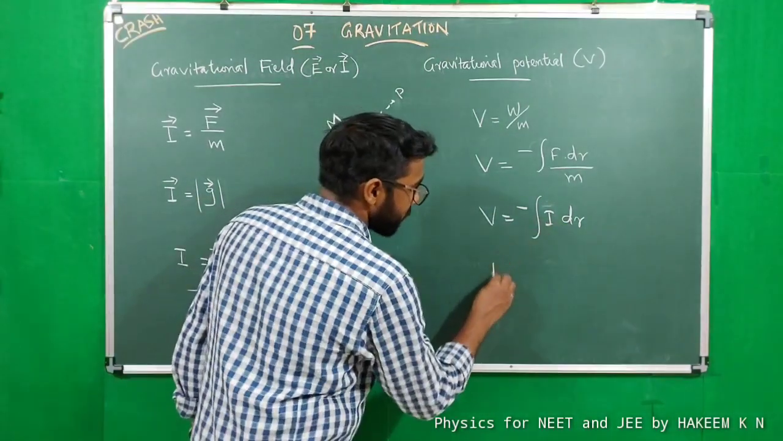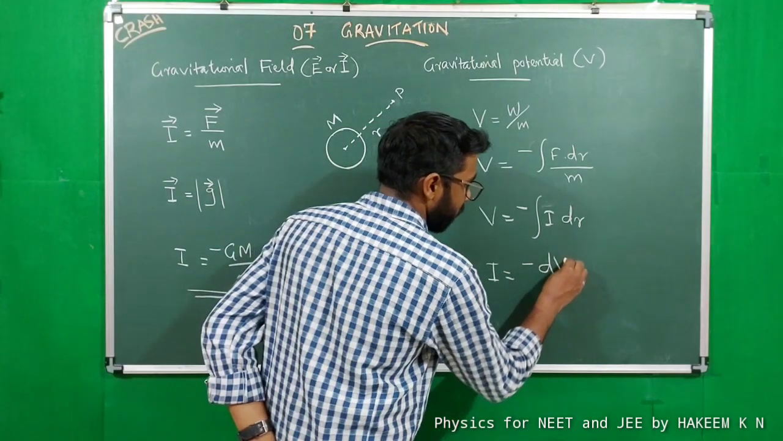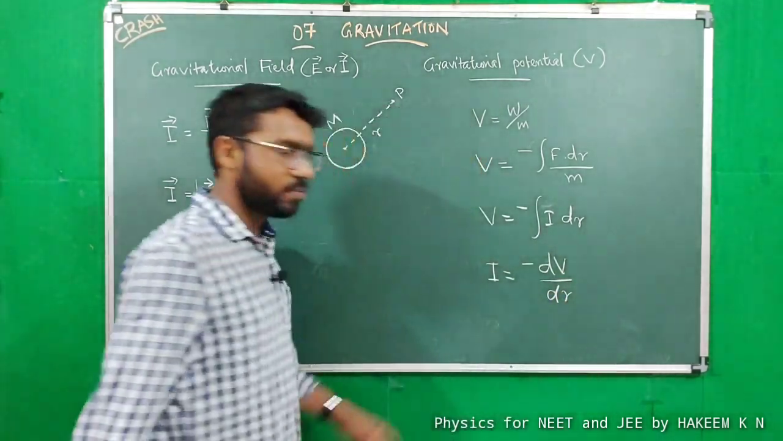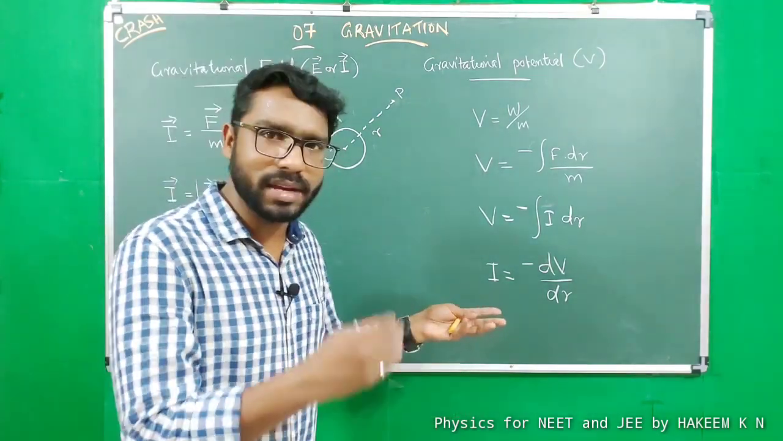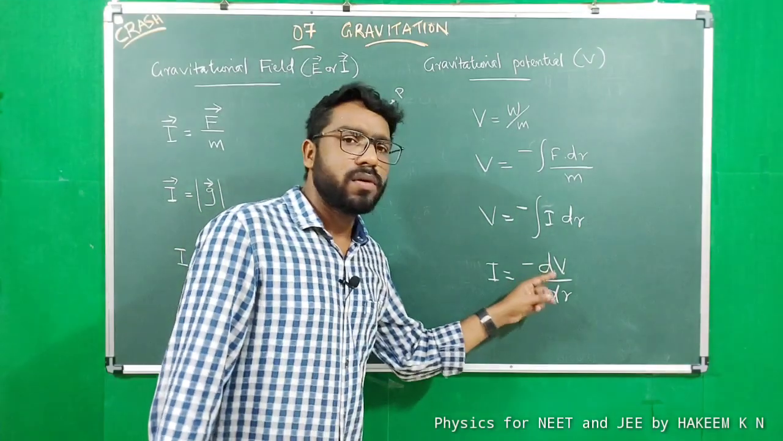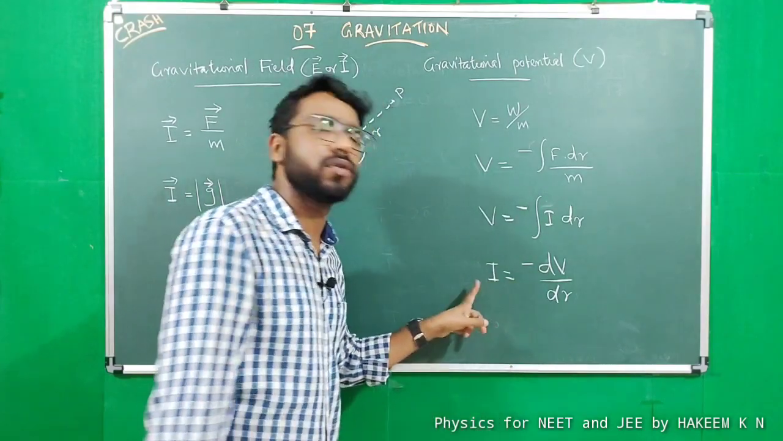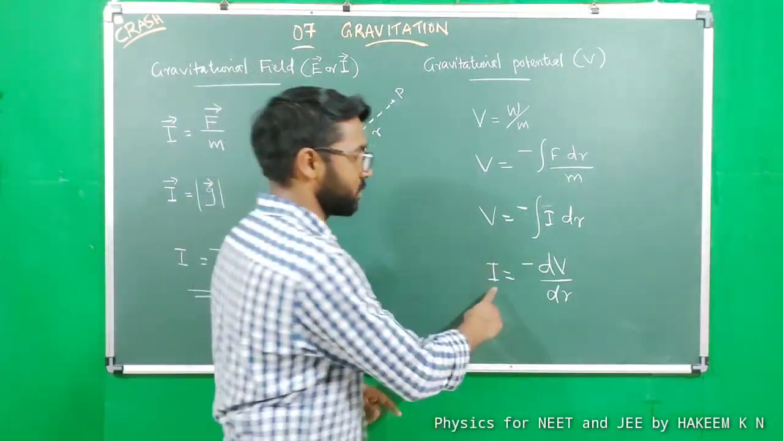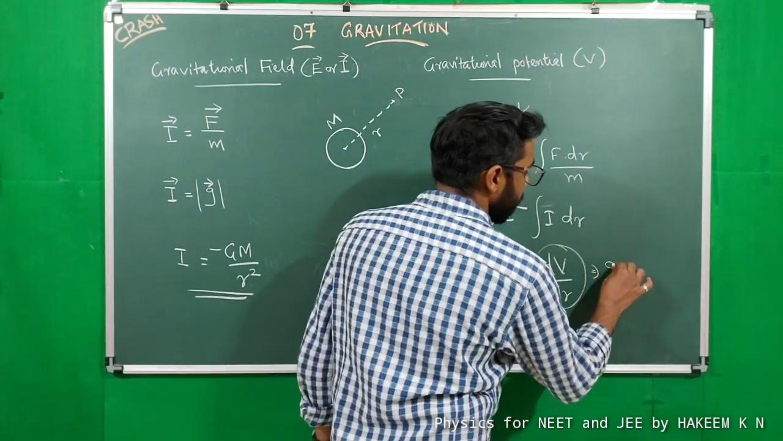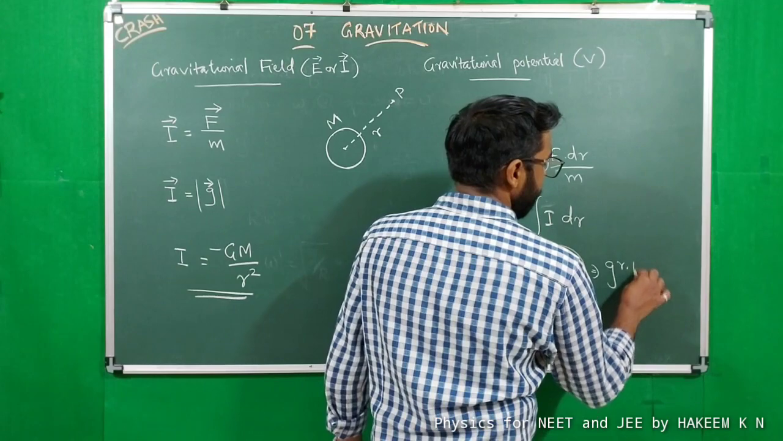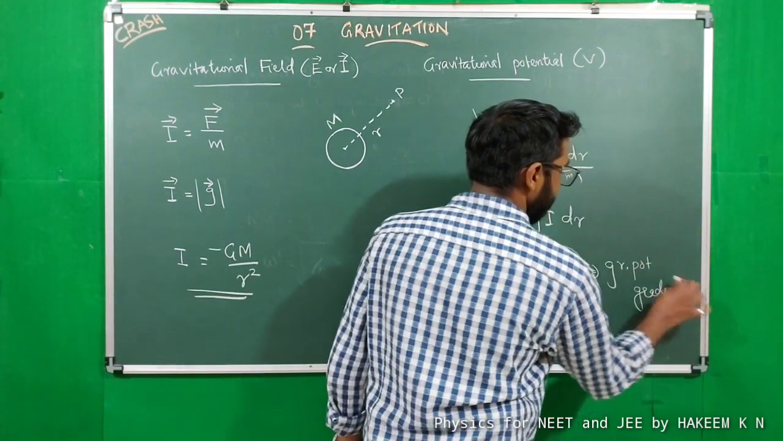And from here we can say gravitational field intensity I equals minus dV by dr. If you are taking displacement as x, then you can say minus dV by dx. That means when you differentiate the potential with respect to displacement and give a negative sign, you will get gravitational field intensity, minus dV by dr. This dV by dr is called the gravitational potential gradient.